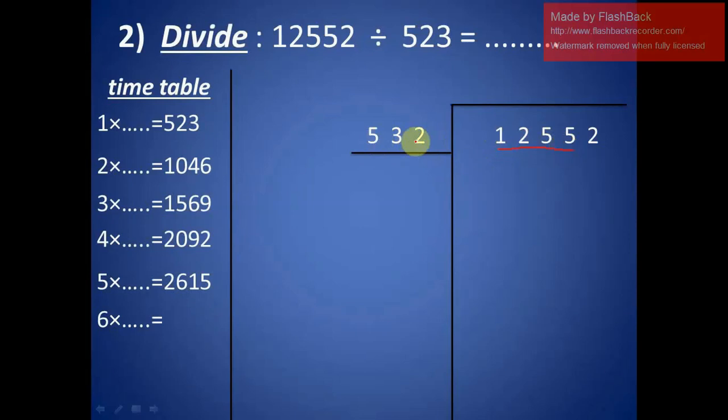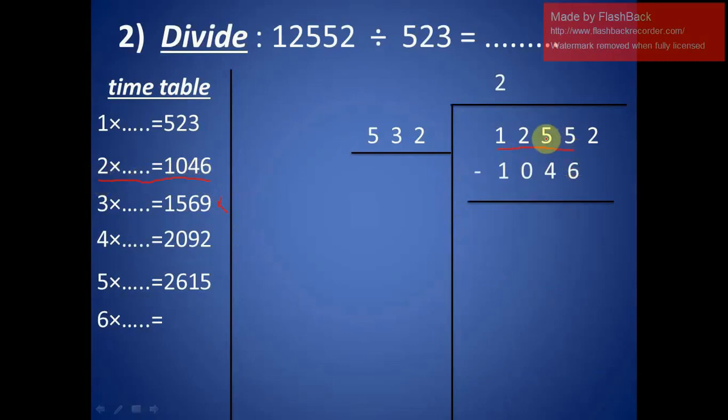1255 divided by 523. Search for 1200. Not found 1200. Search for a number bigger than 1200. Smaller than 1200. Yes, 1500. This is the bigger one. Cancel it and take the above one. The first number 2, write it up. The second number, write it under the dividend and then subtract.